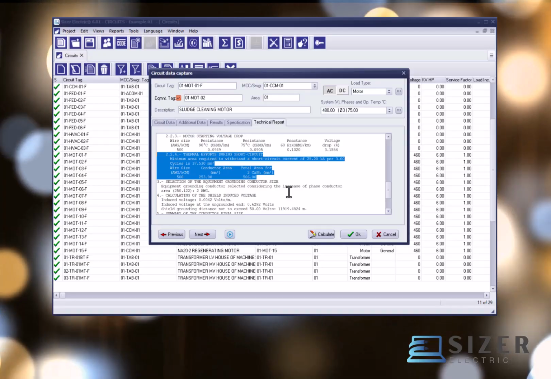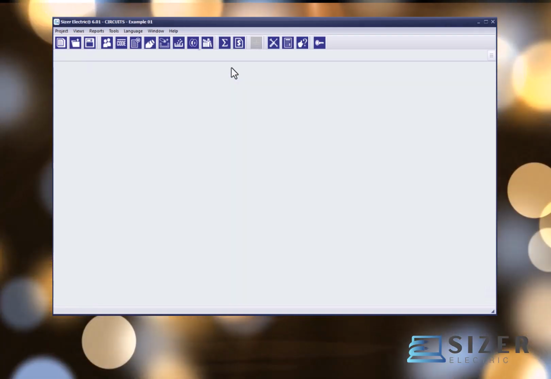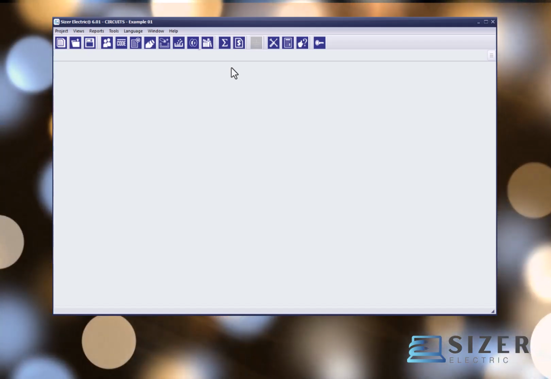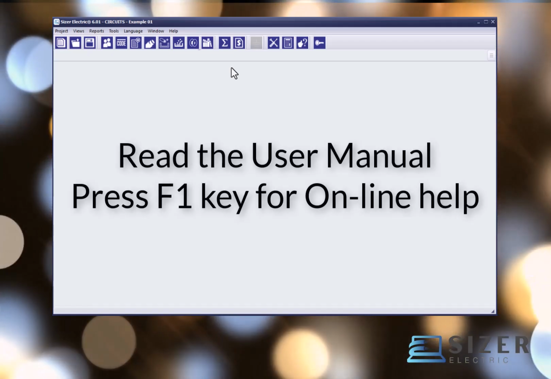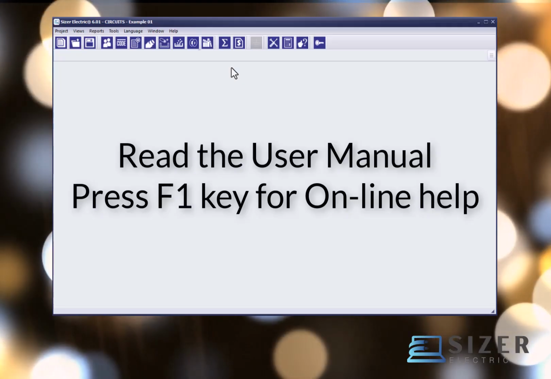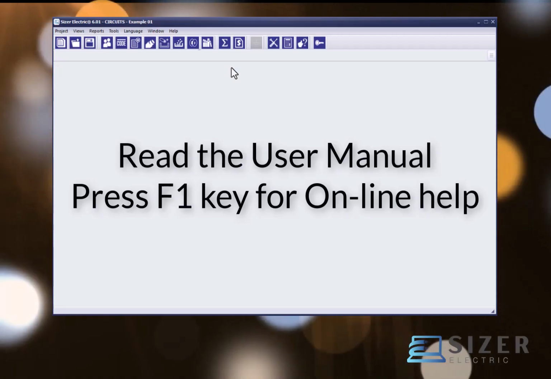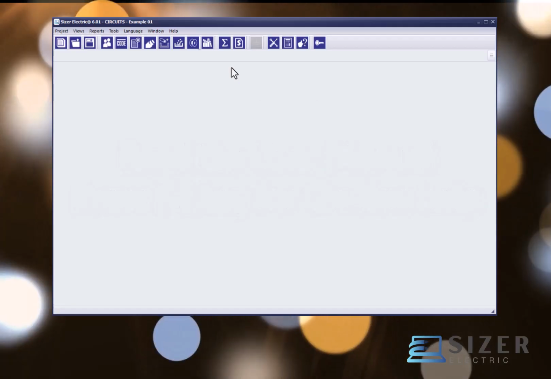These are the basic steps for selecting conductors capable of withstanding thermal stresses during short-circuit conditions using the Sizer Electric software. For detailed information, refer to the user manual under the Help option, or review the help files included in that section. Remember that online help is always available by pressing the F1 key on your keyboard.